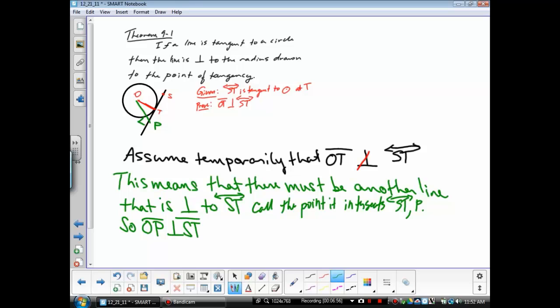Now, we have a theorem about a segment that's perpendicular. It must be the shortest segment that can be drawn from a point to a line. A perpendicular segment must be the shortest segment that can be drawn from a point to a line.